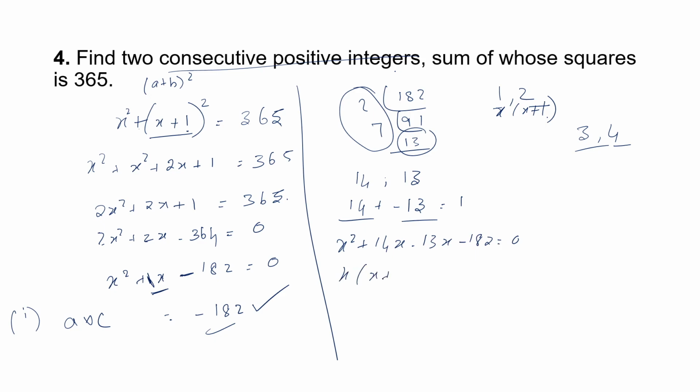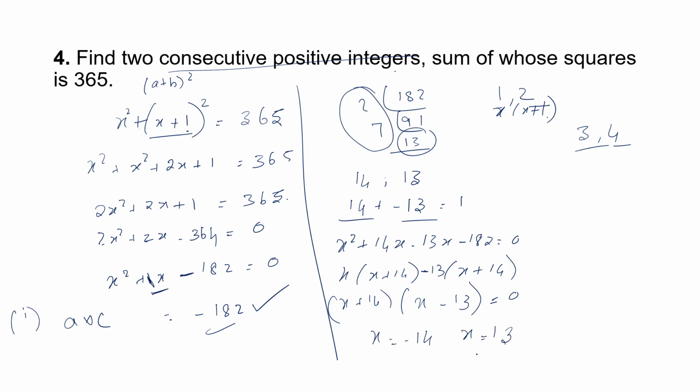X common. Same here. Remove the remaining. So common. X plus 14 is common. From the first term x remaining and second term minus 13 remaining. So x is equal to minus 14 and x is equal to 13.